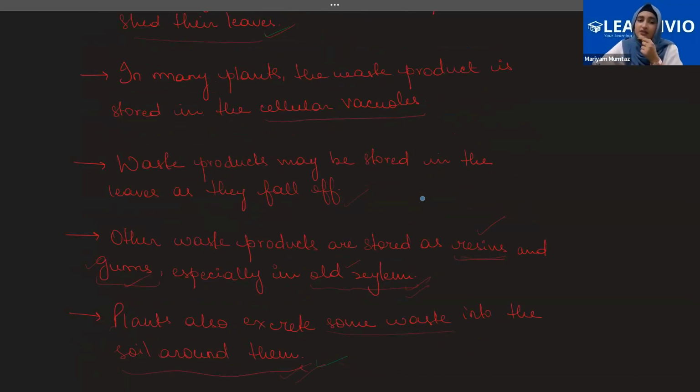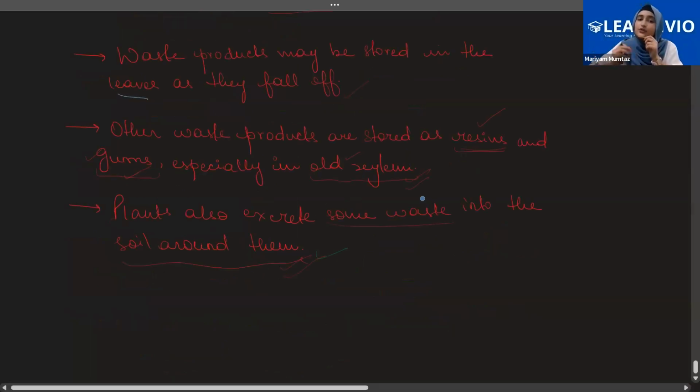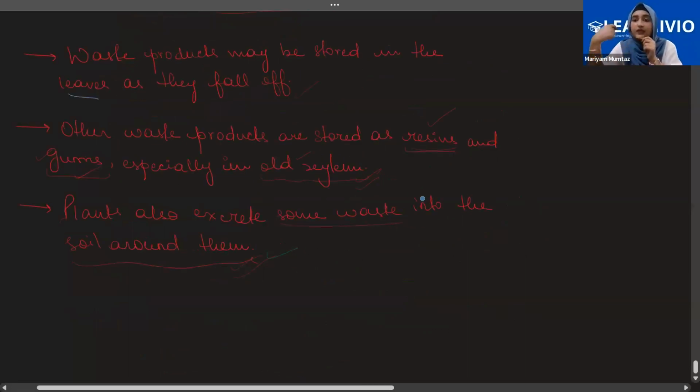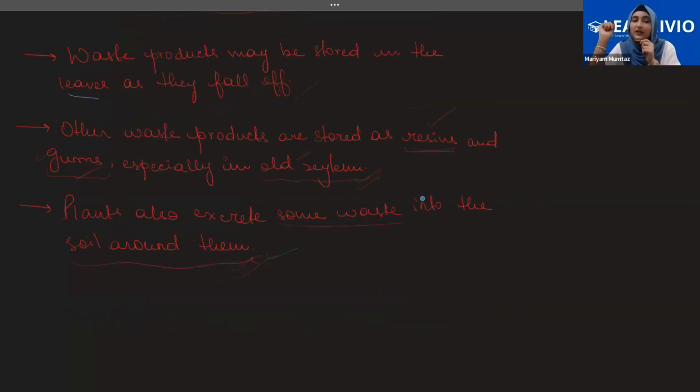Now, it can also be stored in the leaf, because when the leaves fall off or are shed, it means that the waste product accumulated in them is being got rid of from the plant's body. Now see, there are some other materials such as the resins, the gums, the terpenoids, those drug-like materials that we find in the plants. That is also a waste product to the plant, even though we can use it for our own benefit, but it is a waste product for the plant.